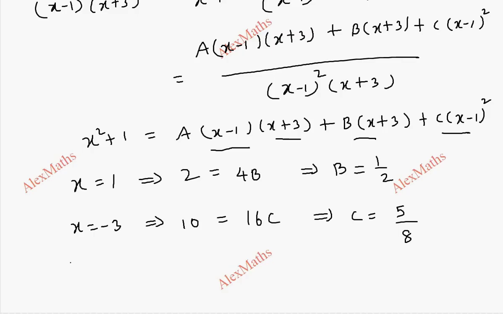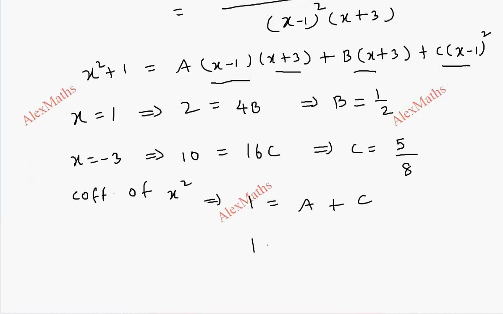Now we compare the coefficient of x² on both sides. The left-hand side we have 1, the right-hand side it is A + C. Since we know C, we can substitute here. So 1 = A + 5/8. So A is 1 − 5/8. After taking the LCM, 8 − 5, which is 3, so 3/8. So we got A.